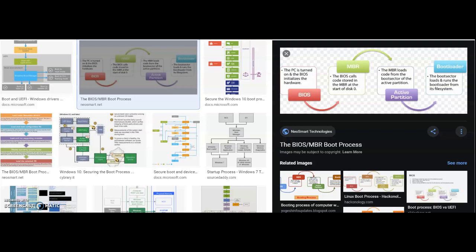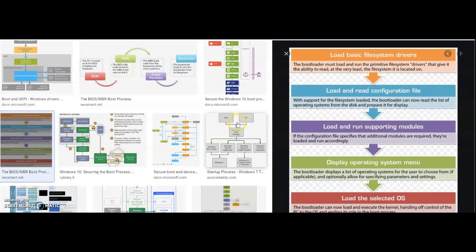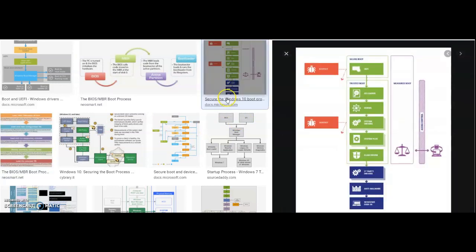So let's take a look over here. Looking for a diagram. Okay, hold on.